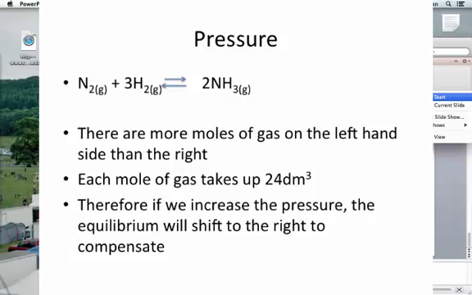And finally, pressure. This is the equation for production of ammonia. You can see there's 4 moles of gas on the left-hand side and 2 moles of gas on the right-hand side. Each mole of gas, as we know, takes up 24 decimetres cubed. So we have more particles per volume over here than we have over here. So if we increase the pressure, the equilibrium is going to shift to the right to compensate, where we have a lower number of moles, therefore a lower pressure being exerted.